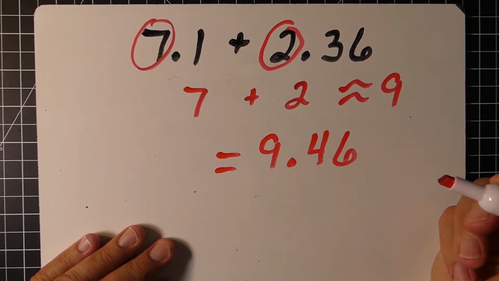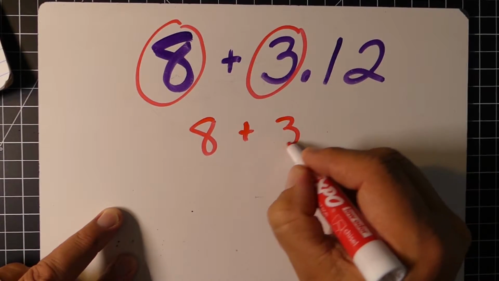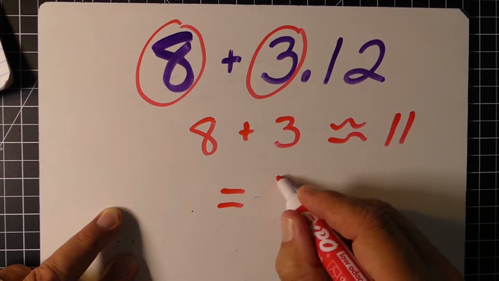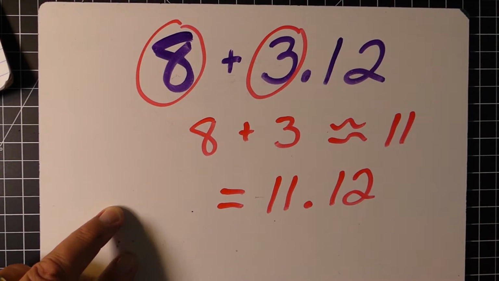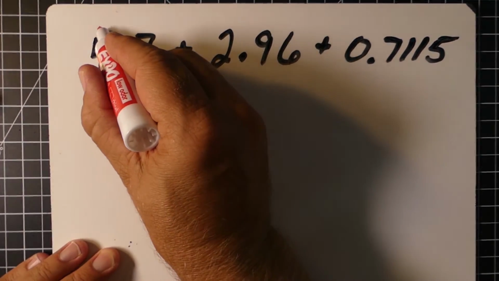9.46. Here's another one. And again, we have the whole number 8, and we have 3. So our answer should be somewhere in the ballpark of 11. In this case, it's 11.12, or 11 and 12 hundredths. Now, this one actually has a couple different things going on here.